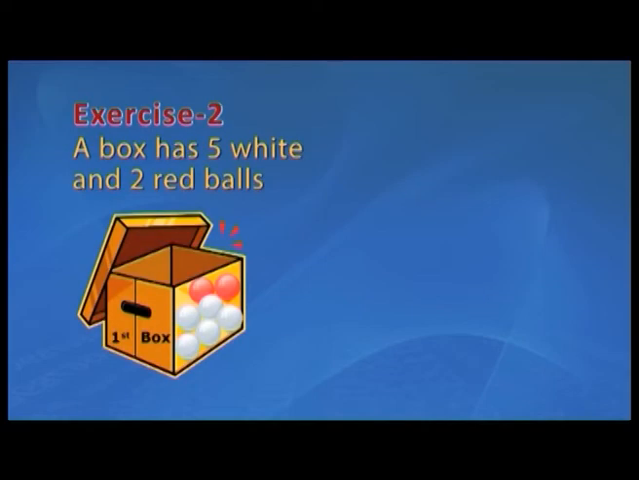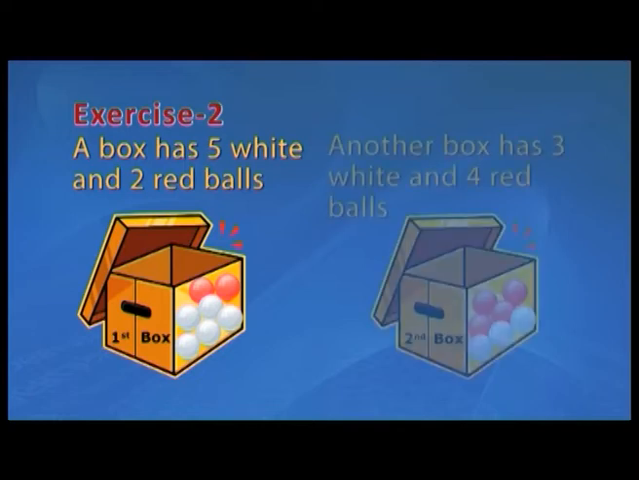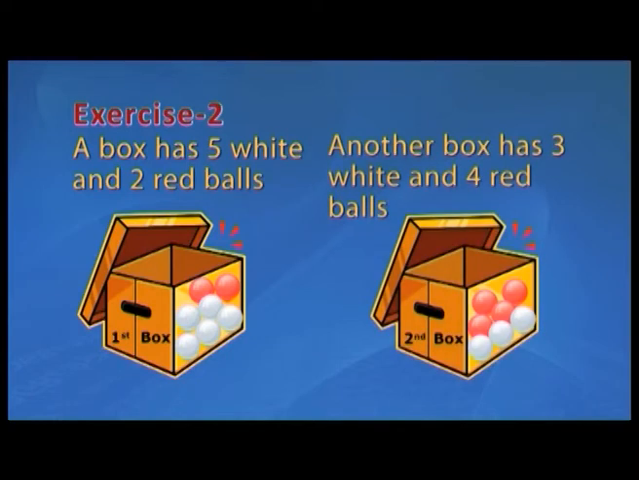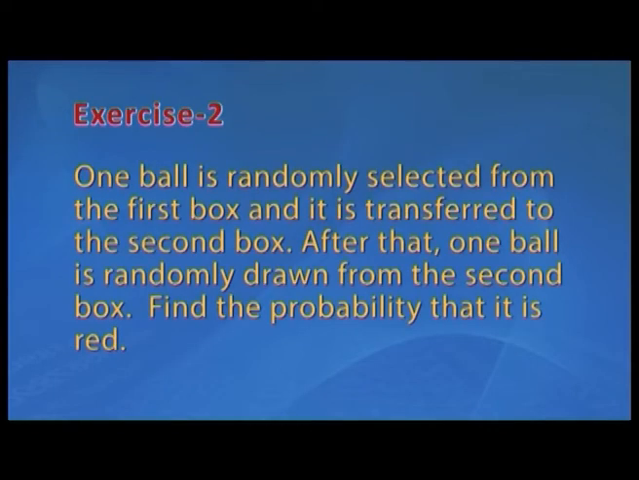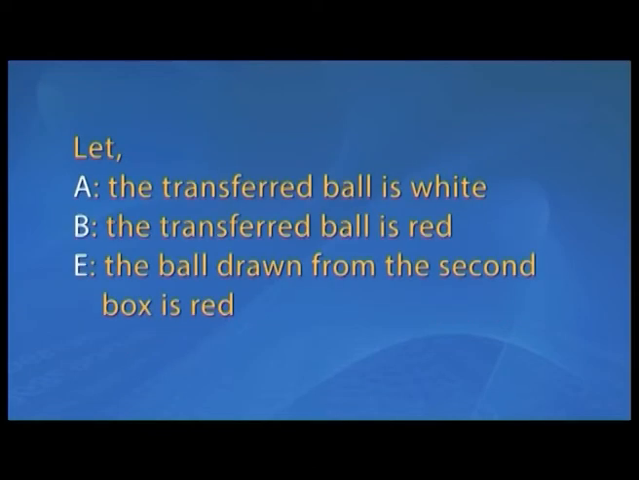Let's take another example. A box has 5 white and 2 red balls. Another box has 3 white and 4 red balls. One ball is randomly selected from the first box and it is transferred to the second box. After that, one ball is randomly drawn from the second box. Find the probability that it is red. Let event A denote the transferred ball is white, and let B denote that the transferred ball is red, and E denotes the ball drawn from the second box is red.